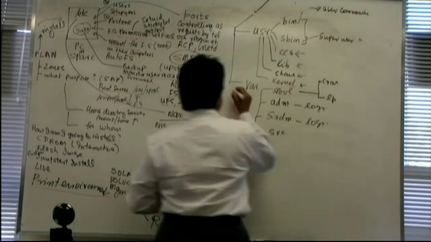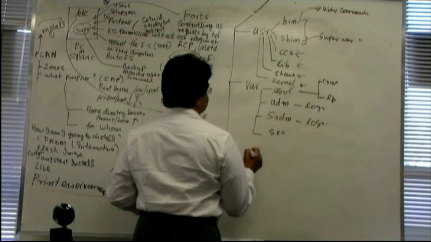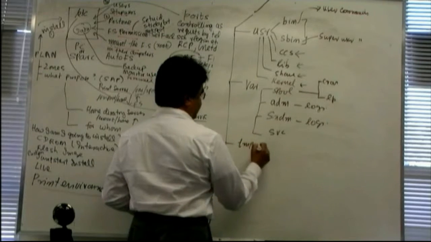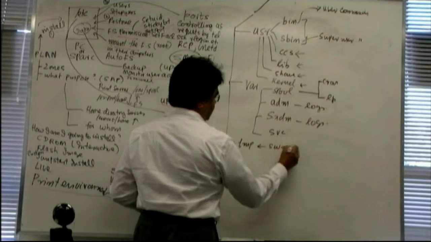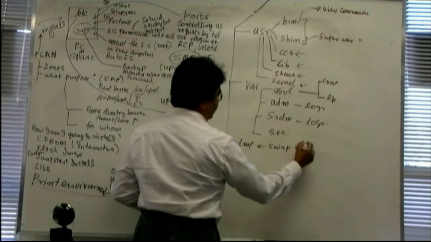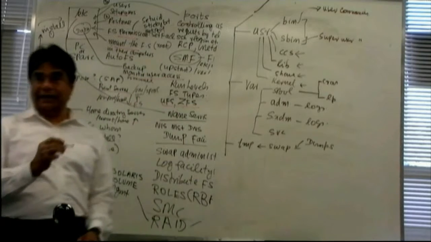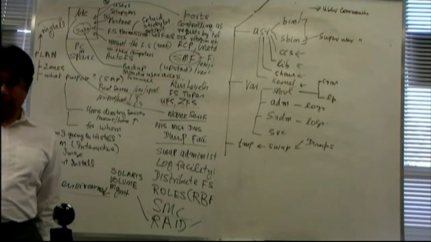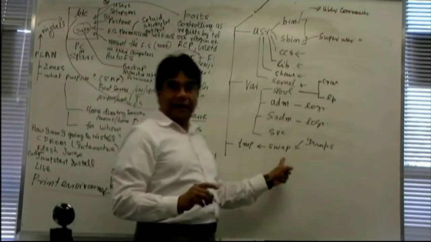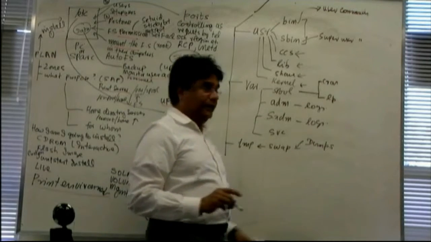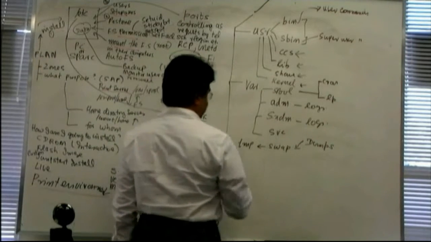Then what is the next one? Tmp. Tmp is there, that is like your swap. And by default your dumps will be saved here, under swap. If you want to change the dump device, you have to change it, then it won't save under there. Then what is the other one?